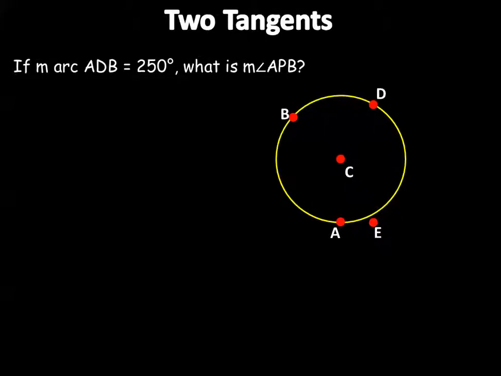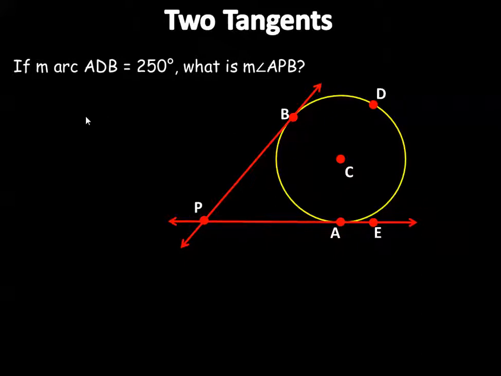So we're just going to jump right into some examples because that's usually the best way to explain these. It says if the measure of arc ADB equals 250 degrees, what is the measure of angle APB? So there you have two tangents. So we've got arc ADB. Here's A, it goes around to D and B. So that's a major arc, 250 degrees. What is the measure of angle APB?